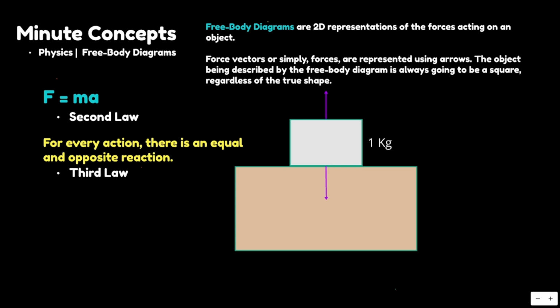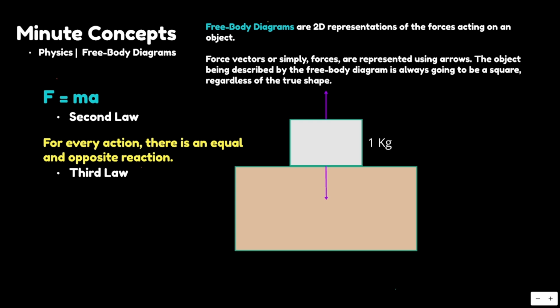So what are free body diagrams? As you can see on the screen, we have one already set up. A free body diagram is a 2D representation of forces acting on an object. This allows us to visualize why an object is moving, or if the forces on it are balanced, therefore the object is at rest. And we also get to imagine what would happen to an object once a force is applied.